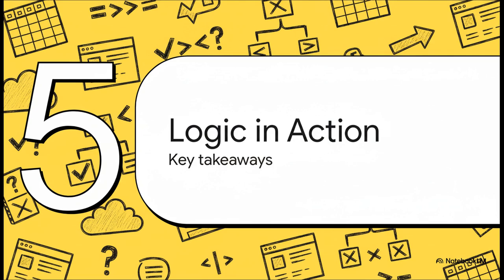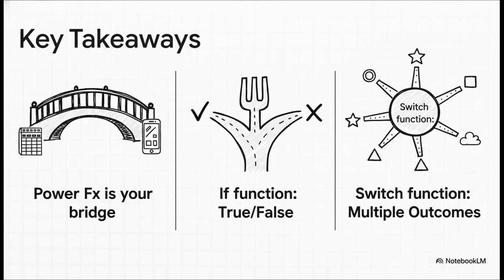All right, let's wrap this up. We started with this really simple idea, making apps like Excel, and now we've got these two powerhouse functions that let you build real decision-making right into your apps. This is how you start making your apps feel smart. So if you remember anything from this, remember these three things. First, PowerFX lets you use your Excel skills to build apps, period. Second, if is your go-to for any simple true or false decision. And third, when things get more complex and you have multiple options, always choose switch. It'll keep your logic clean and easy to read.